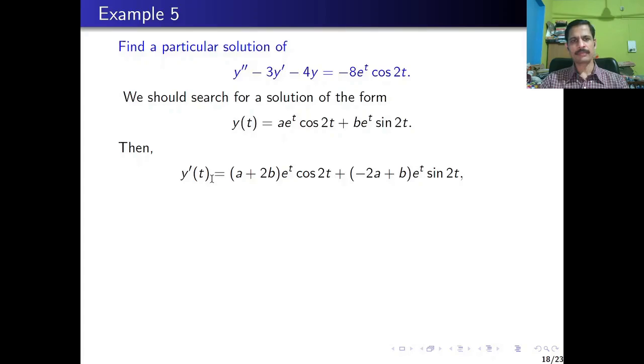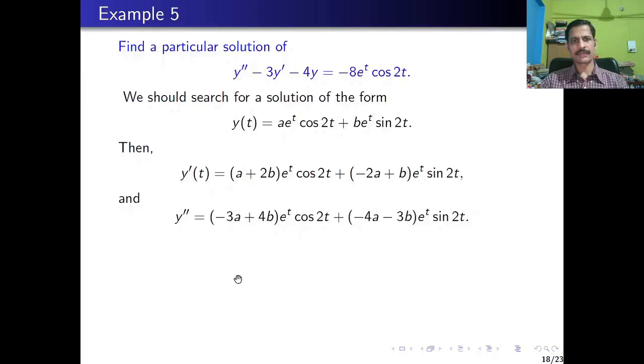Y prime t is equal to (a plus 2b) e raised to t cos 2t plus (minus 2a plus b) e raised to t sin 2t. You can easily check this is the derivative of the y that is given here. Then we compute y double derivative.